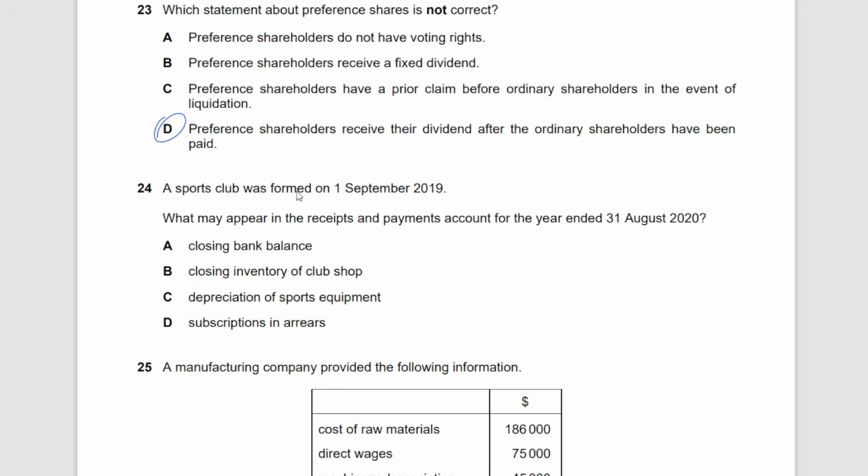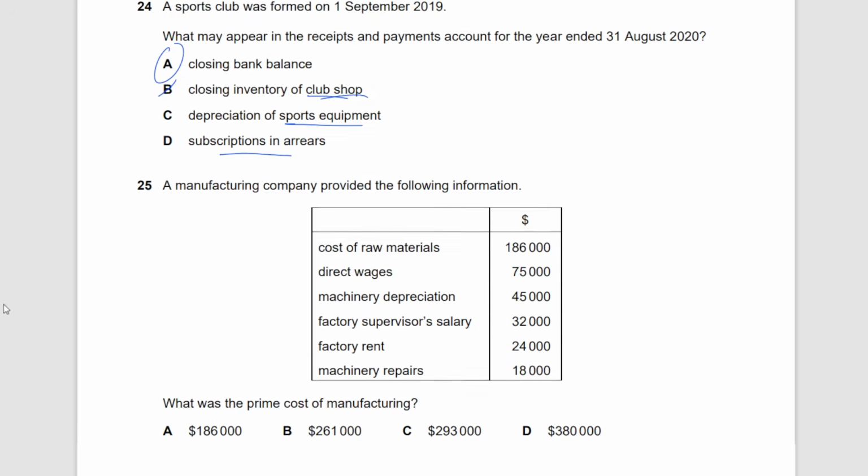A sports club was formed on 1st September 2019. What may appear in the receipts and payments account? Closing bank balance, this can be right. Closing inventory of, no, that will be going into the inventory account. That will go into inventory account or let's say the income statement for that shop, not for the whole club. There is no income statement for the club. There's only income statement for the shop. Depreciation might appear in the income and expenditure account. Subscription in the subscriptions account. The only option remaining, closing bank balance.